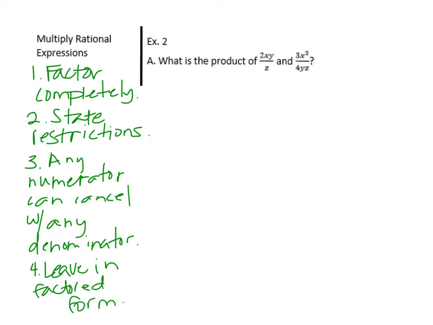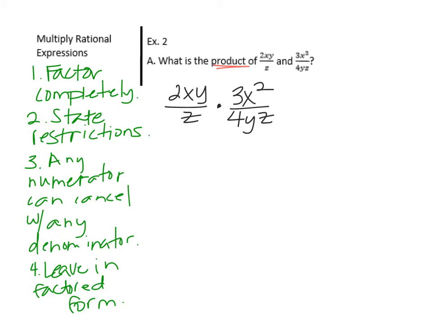Let's give a couple a try. Example A. What is the product of 2xy over z and 3x squared over 4yz? Whoa. All right, let's see what we've got here. So it's product. That means we're going to multiply. I'll take 2xy divided by z times 3x squared over 4yz. We're trying to find their product.